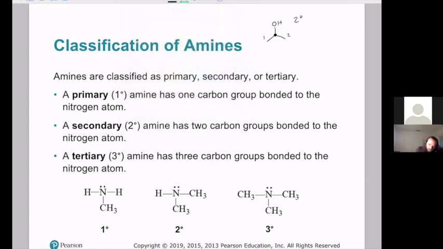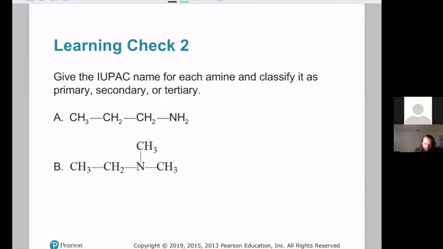So for this one, there's 1 carbon bound to the nitrogen, so it's a primary amine. If it has 2 carbons bound to the nitrogen, it's a secondary amine. If it has 1, 2, 3 carbons bound to the nitrogen, it's a tertiary amine. Okay, so we have the same primary, secondary, tertiary designation as we've seen before. Because nitrogen can have multiple bonding partners, it's a little bit different of a definition than before.